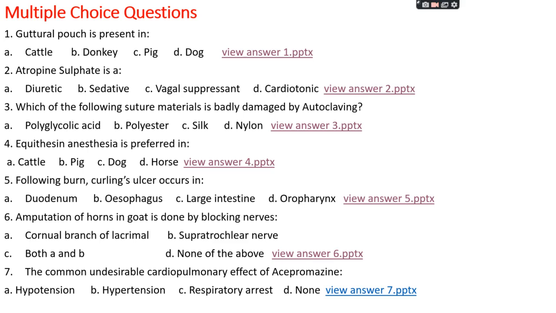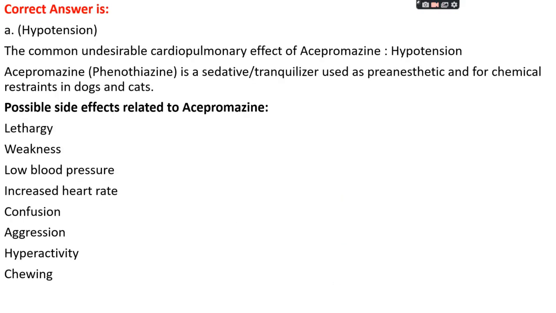Question number 7. The common undesirable cardiopulmonary effect of acepromazine is: option A, hypotension; option B, hypertension; option C, respiratory arrest; or option D, none. The right answer is option A, that is hypotension. The common undesirable cardiopulmonary effect of acepromazine is hypotension.